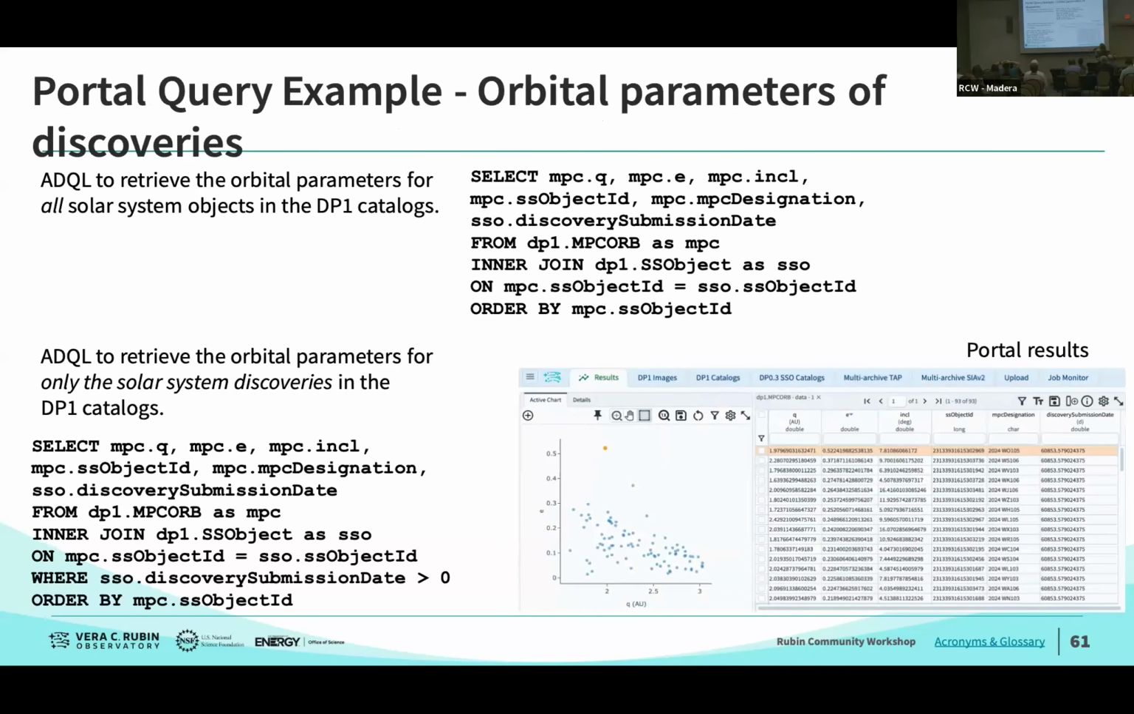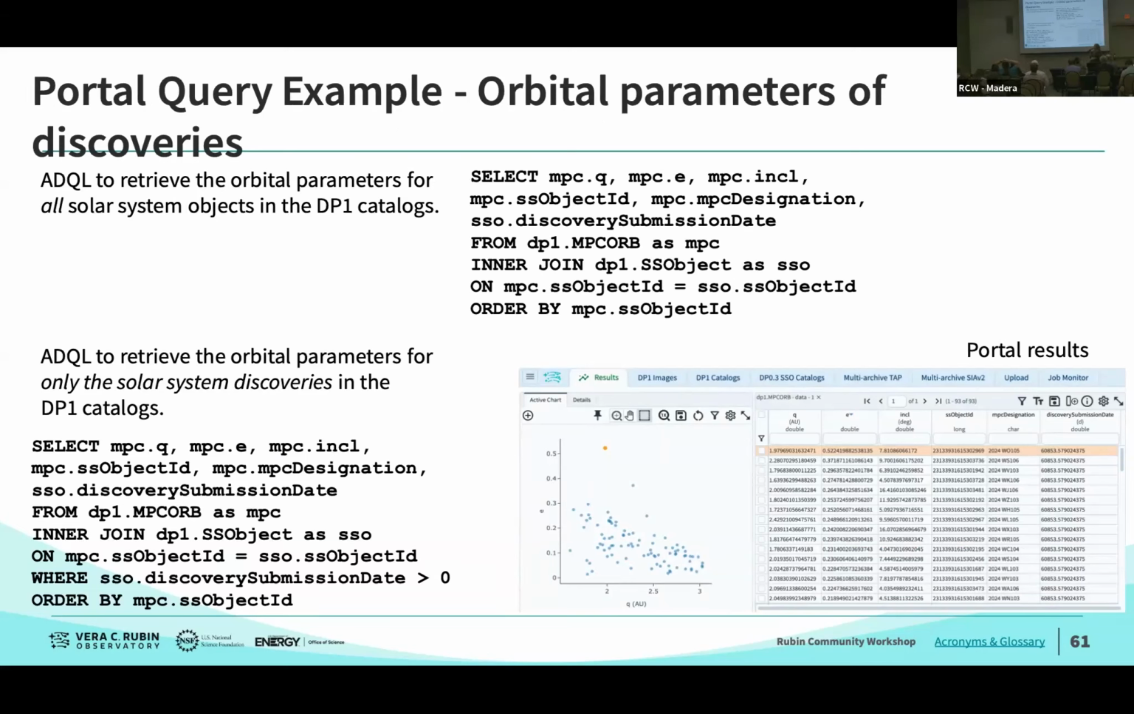There's just a quick example here if you want to go explore some of these moving objects within the portal aspect of the Rubin Science Platform. The top query here is an example of how you can retrieve the orbital parameters for all of the solar system objects in the DP1 catalogs.